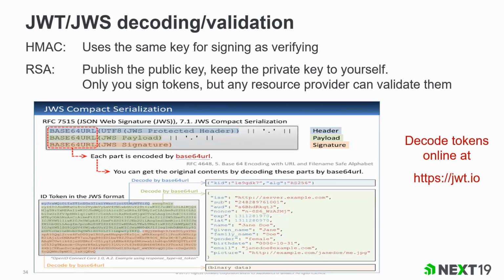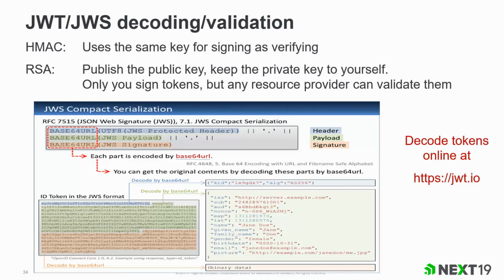PAS-OE currently supports two JWS encodings, HMAC and RSA. HMAC is more for development. You probably want to go to RSA for your deployments. In the case of HMAC, you have the same key signing as well as verifying. In RSA, you have the authorization server encrypting with the private key, and then the resource provider decrypting with the public key.